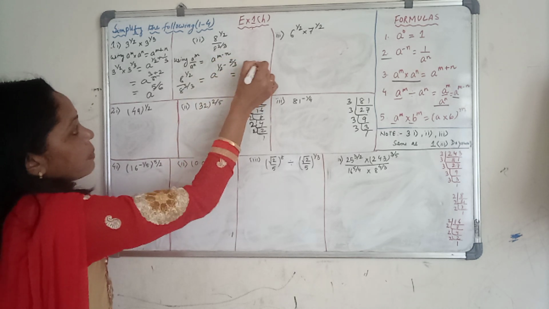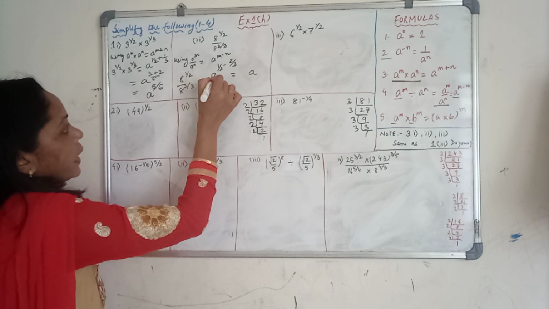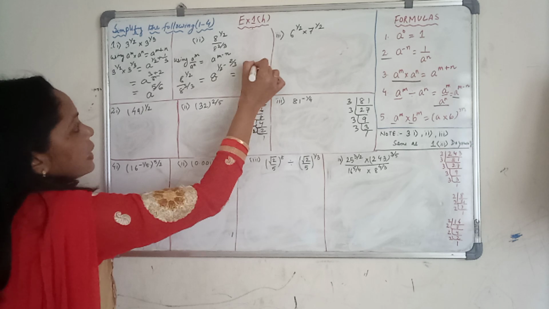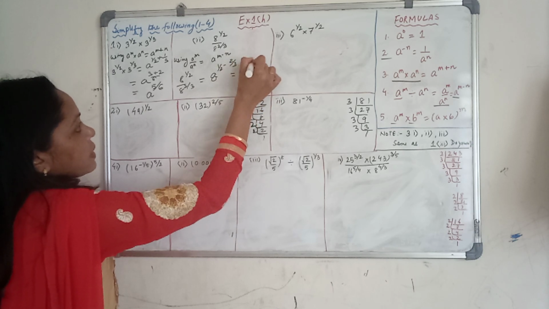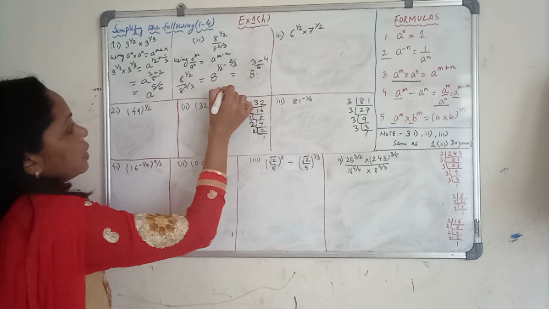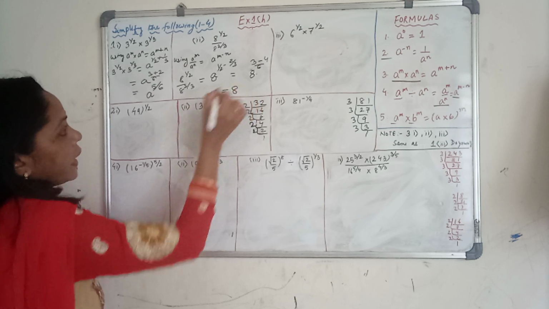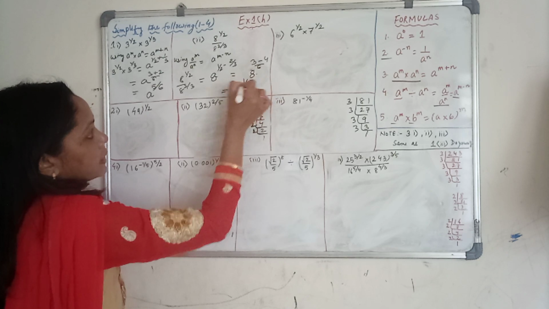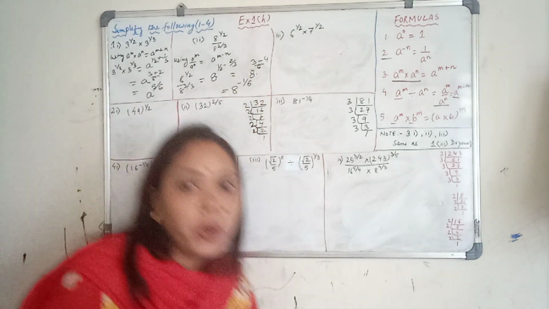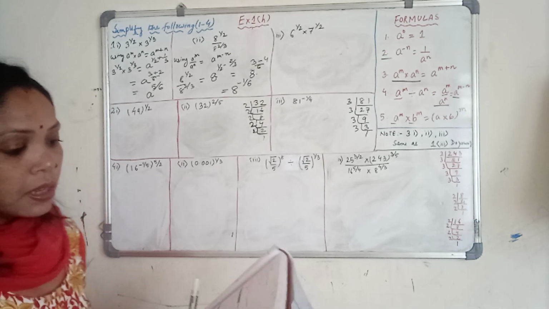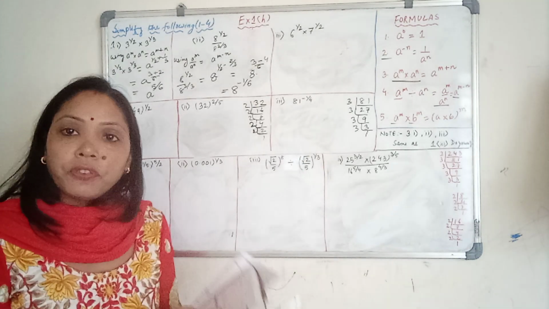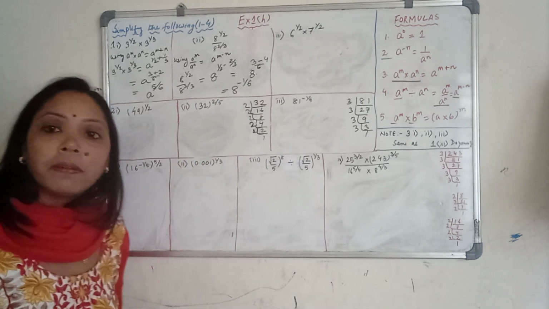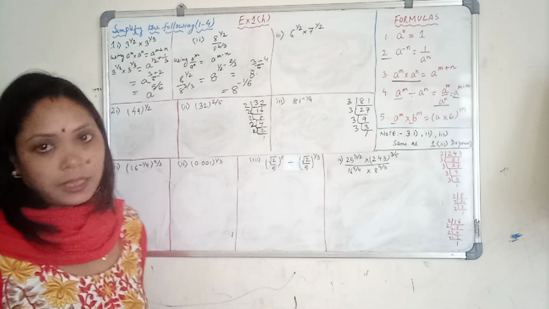Now take the LCM in the power. This is 8. Take the LCM. 2 and 3 LCM will be 6. This becomes 3. 2 into 2 will be 4. So this is equal to 8 power minus 1 by 6, because 3 minus 4 is minus 1. So if you see in the answer box, answer 2 is 8 power minus 1 by 6.